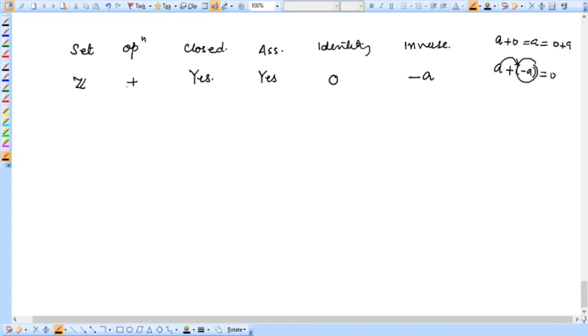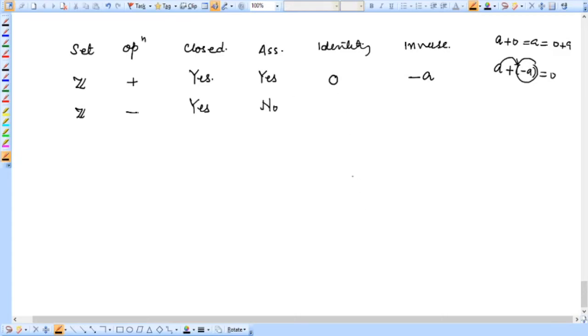Then we saw integers under subtraction. So here, since subtraction of two integers is again an integer, therefore it is closed. It is not associative. We saw it. The associative property was not held by this set under subtraction.